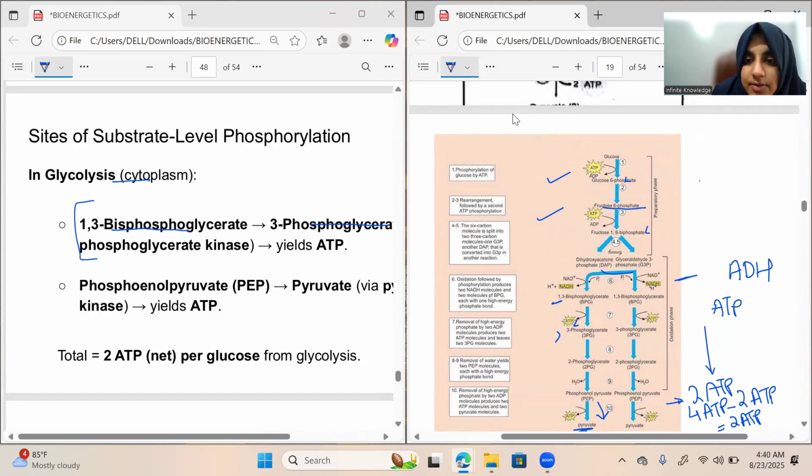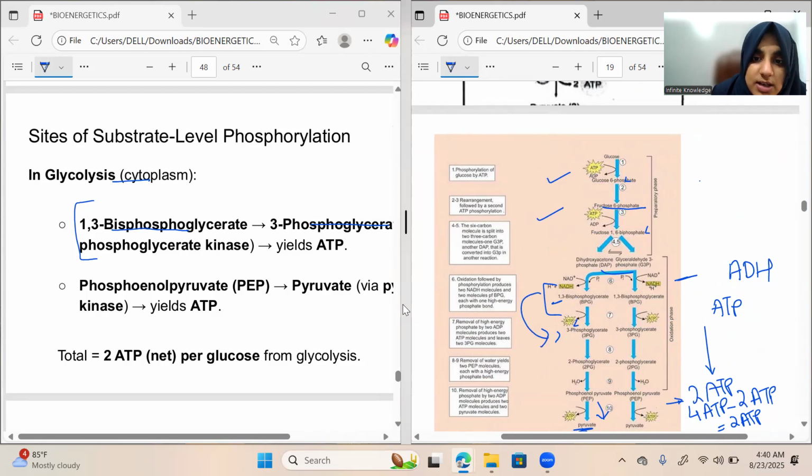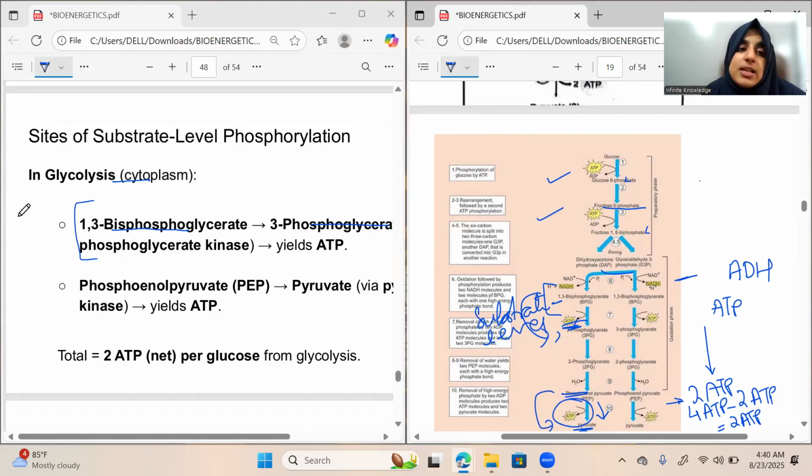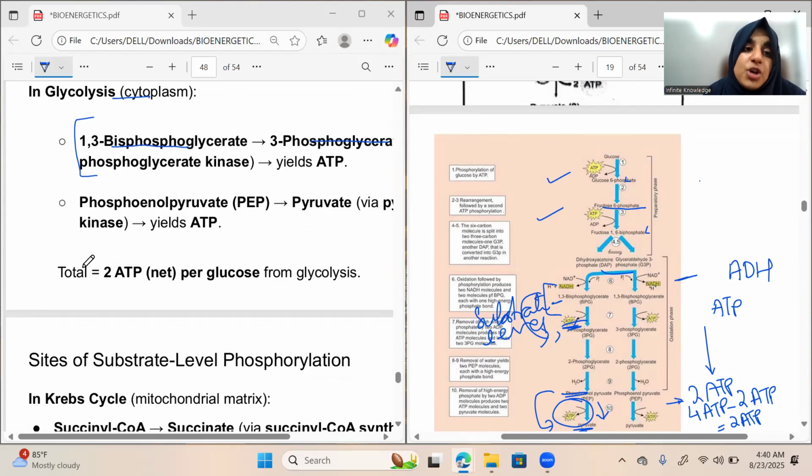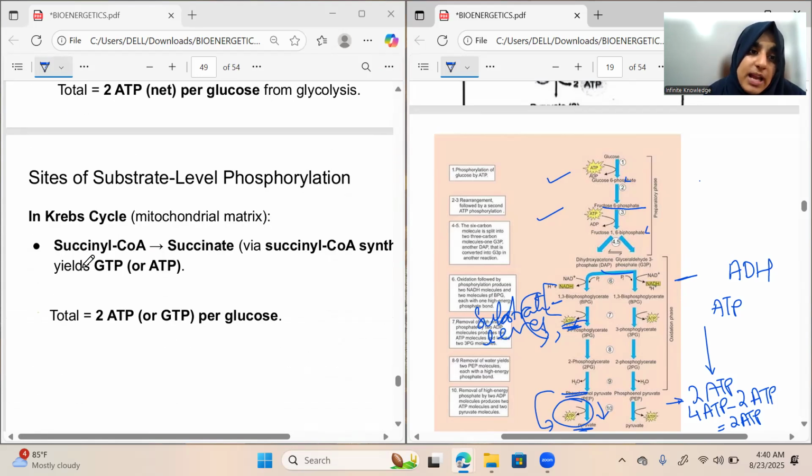So at this level, 1,3 bisphosphoglycerate is converted into 3 phosphoglycerate. This is known as substrate level phosphorylation. Why? Because it yields ATP. Secondly, when phosphoenolpyruvate is converted into pyruvate, it also yields ATP. So this is substrate level phosphorylation that produces 2 ATP per glucose from glycolysis.